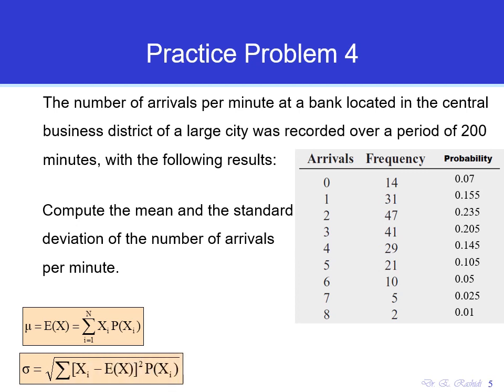So first we need to find the expected value, or mu, which is just the summation of xi multiplied by P(xi). So we have to, for example, multiply 0 by its probability, 7%, multiply 1 by its probability, which is 0.155, multiply 2 by its probability, which is 0.235, and then add them up, and then we get mu. If we do that, we're going to get the expected value, and that's 2.9. The expected number of arrivals is 2.9. And if we plug every value into the sigma formula, we're going to get the standard deviation, and that's 1.77.